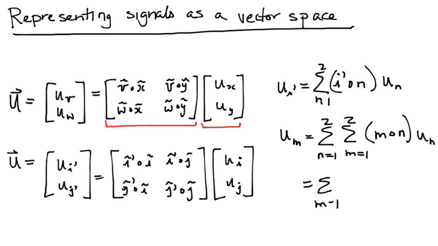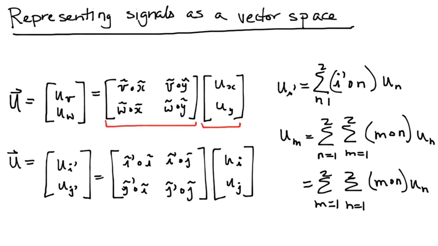Sum from m equals 1 to 2 times the sum from n equals 1 to 2 of m dot n u_n. What does this allow us to do? Well, this actually allows us to make a more accurate definition of what this m dot n is.